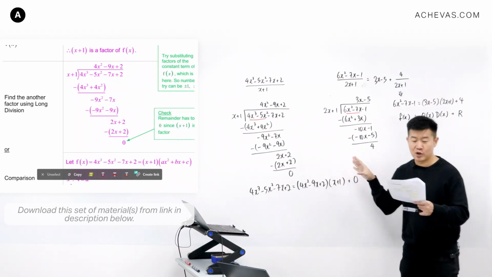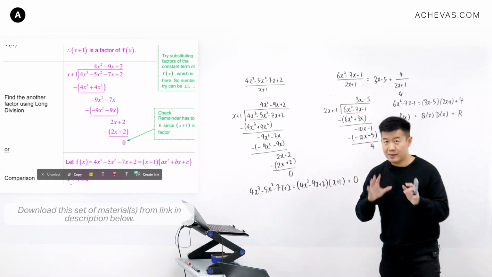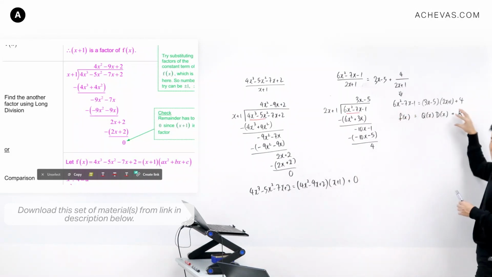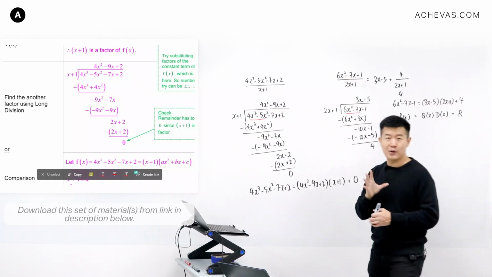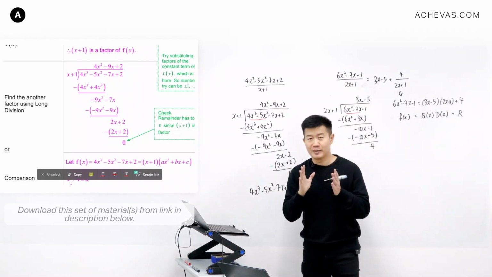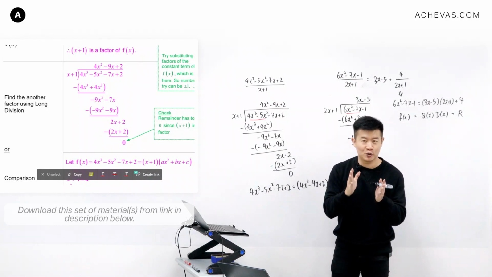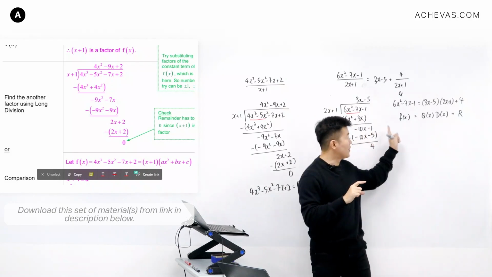Okay, this is about long division. So let me now focus on this. Okay, and we're going to derive two very, very useful theorems for this. This is going to be tested quite a lot in our exam, so let's pay attention to this.